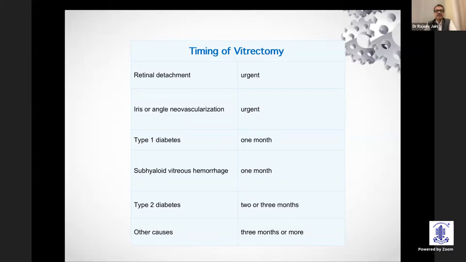So timing of the vitrectomy for us: retinal detachment is urgent. If the patient has NVI or NVA and I'm not able to do the laser, I go in for vitrectomy. Type 1 diabetes as well as type 2 diabetes, 1 to 2 months. If it's a subhaloid vitreous hemorrhage which is not getting reabsorbed, better to go in at 1 month because there's always formation of ERM in these cases. And it's always better to go in and remove the blood.